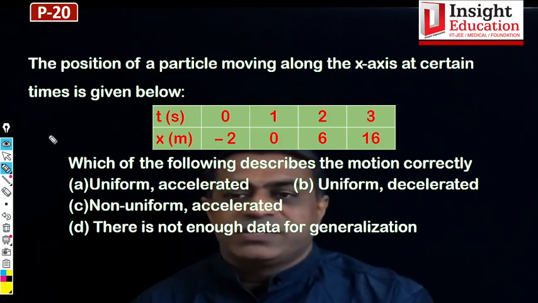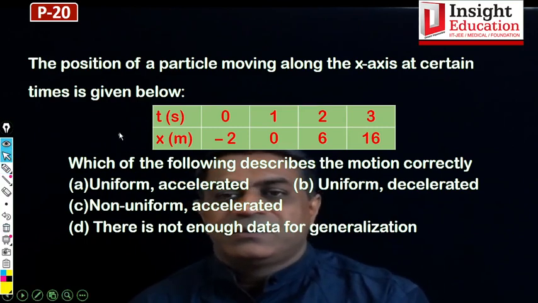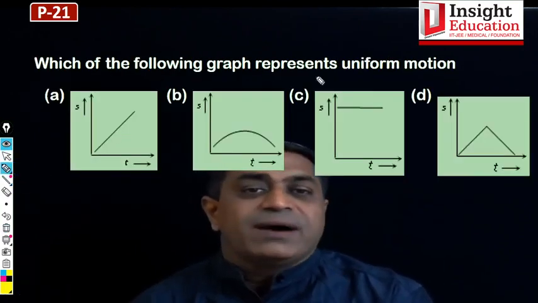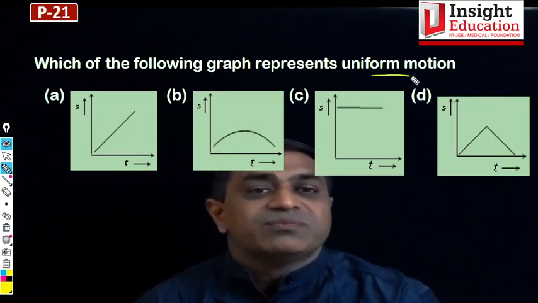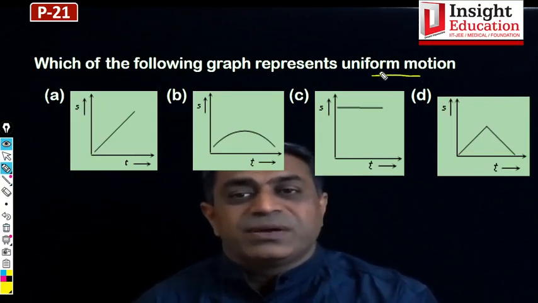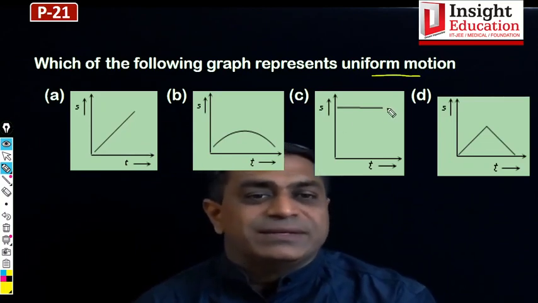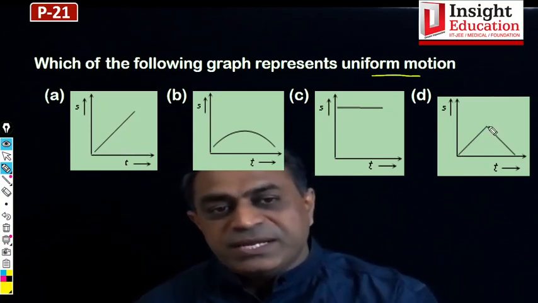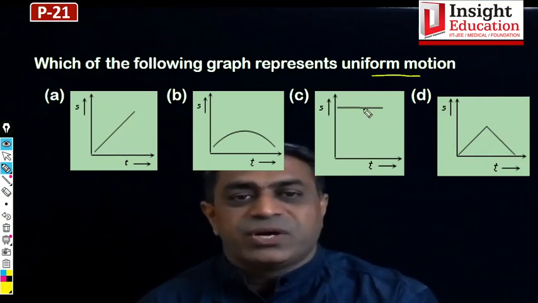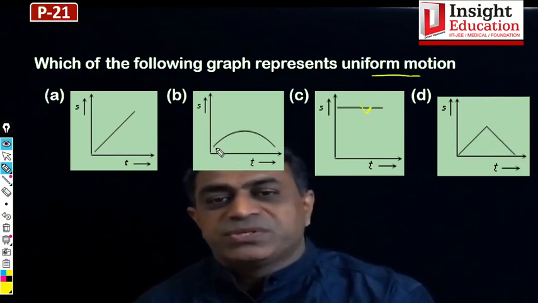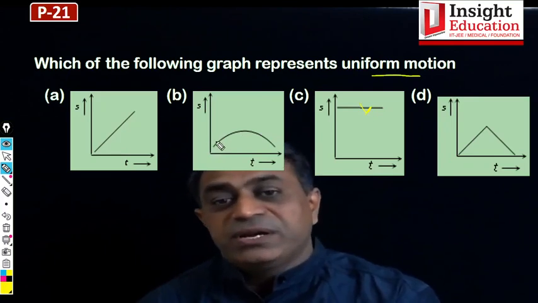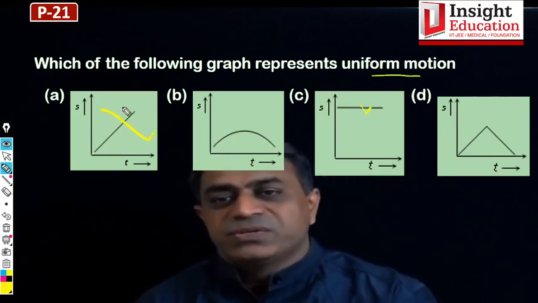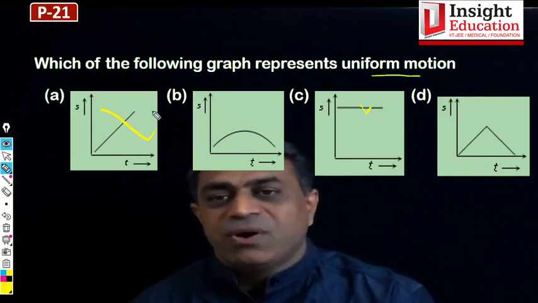Let us see the next example. Which of the following graphs represents uniform motion? Uniform means a straight line. Here first velocity increases, then velocity decreases, so not possible. Here the object is in rest position, and here velocity is continuously changing, so not possible. Here velocity is uniform, so the answer is A, uniform motion.